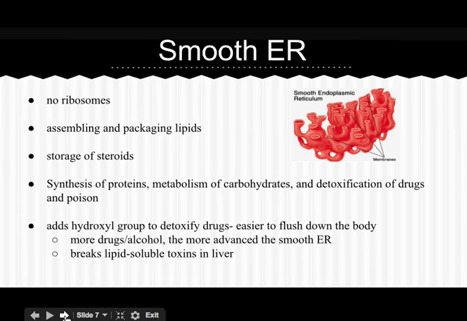It breaks down the lipid-soluble toxins in the liver, and it's known that people who are alcoholics have a more developed smooth endoplasmic reticulum.